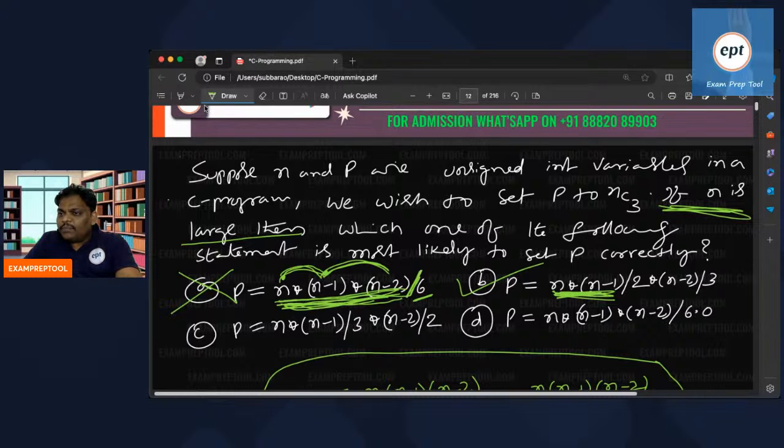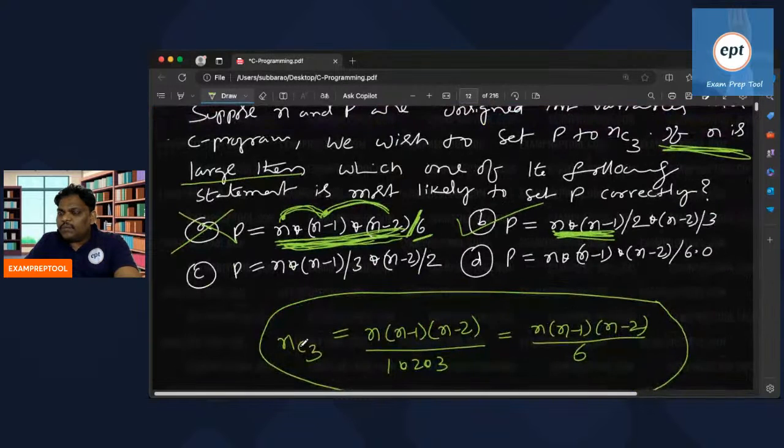Now, if you see option C, n into n minus 1, listen, it became a little big, divide by 3. You multiply these two, it became big. With that answer into n minus 2, then divide by 2. First divide by 3, next divide by 2, which will become divided by 6 only. I think B and C look similar.